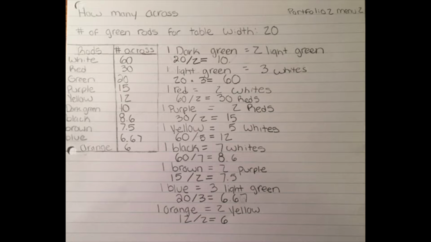The next color I moved to is brown, and it takes 2 purple rods to get to 1 brown, and it took 15 purple rods to get across the table. So I divided 15 by 2 and got 7.5.